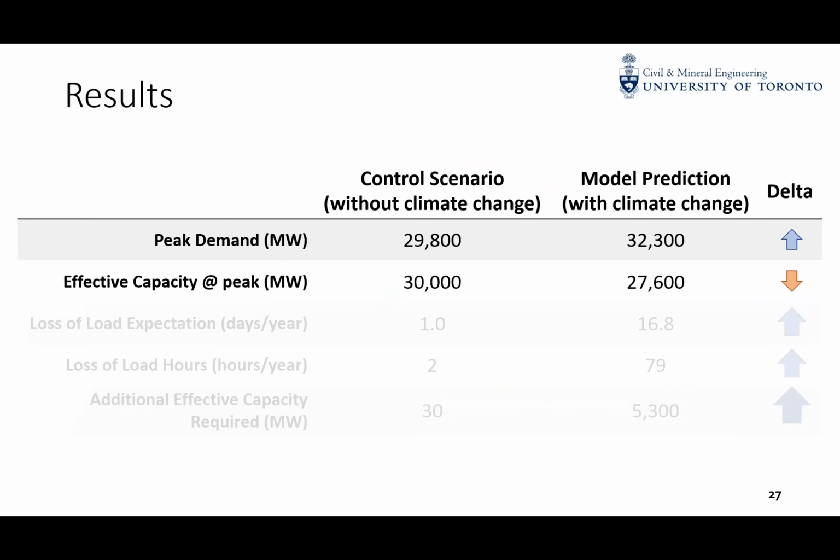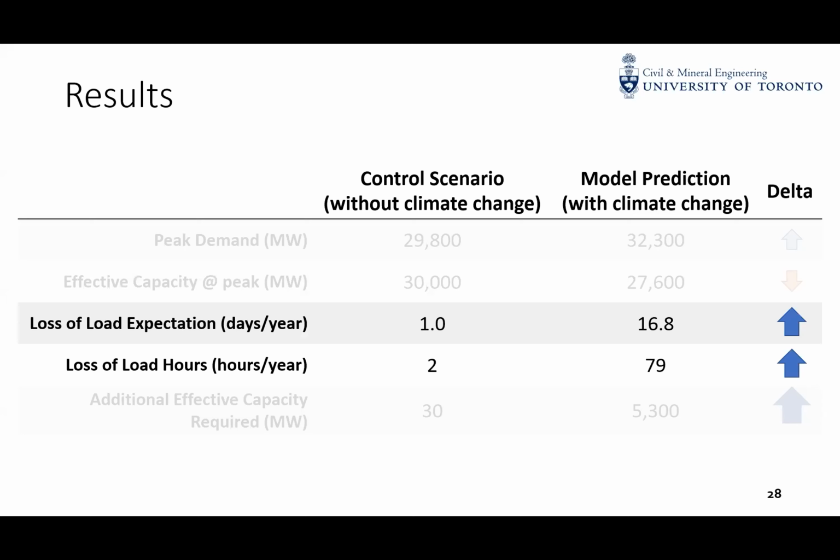Moving on to some values. So we have the control scenario without climate change on the left and the predicted with climate change on the right. So the difference between the two scenarios really represents the impact of climate change specifically. The first values here are a numerical representation of what we saw in the time series. We have a higher peak and a lower effective capacity with climate change, resulting in a negative reserve margin.